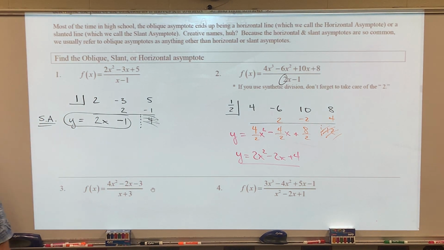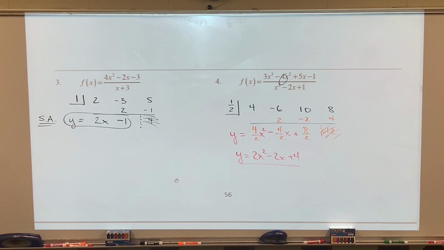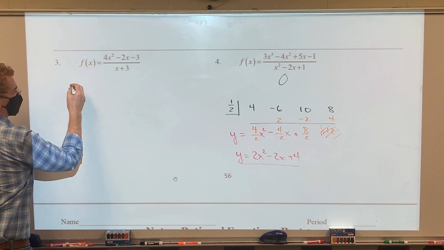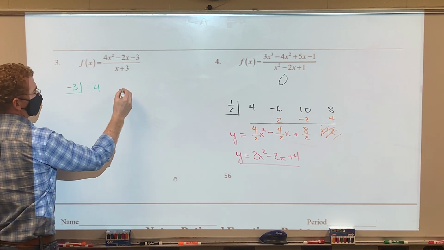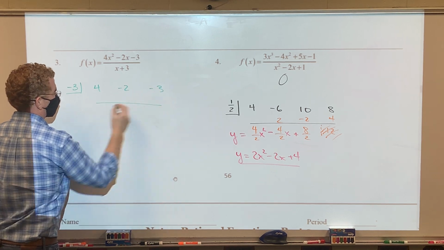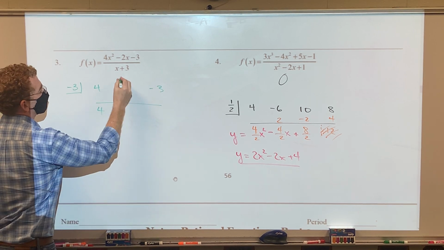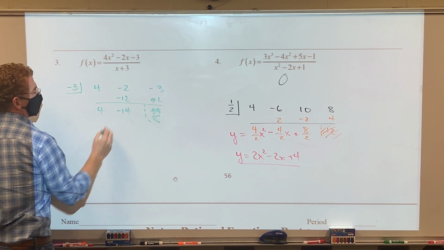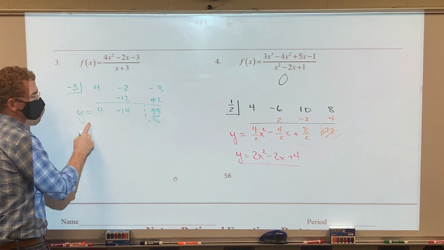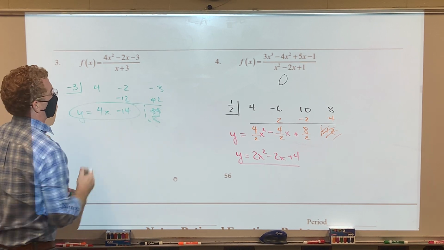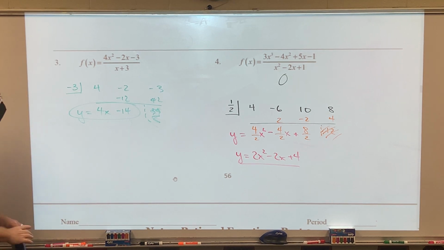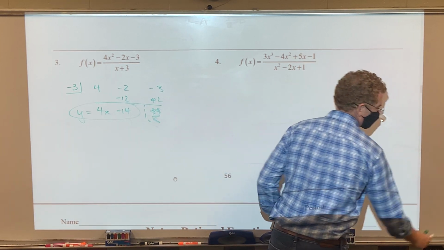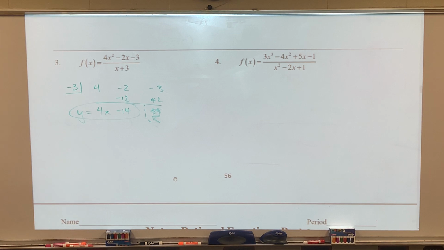And then down here at number 3, hopefully that won't be a big deal. Similar kind of thinking as before. You're going to take that -3, divide it into 4, -2, -3, and just remember, we really don't even care about the remainder. What's important is y equals 4x minus 14, and that would be your slant. And then lastly, I think I've just finished your first page of homework, just to complete this.